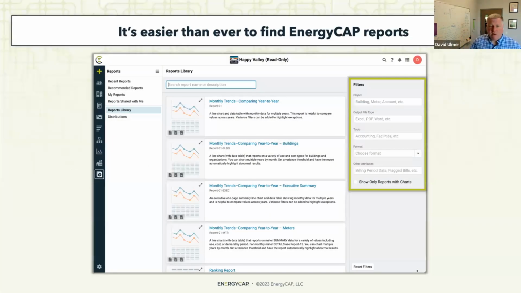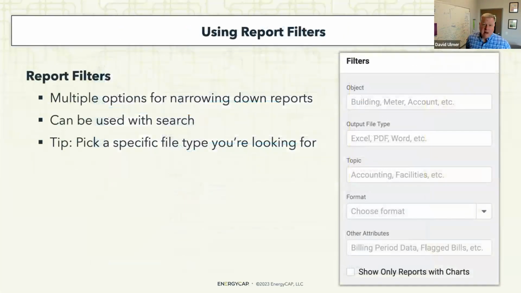Now let's talk a little bit about filters. Again, this is a feature that is unique to the newer version of EnergyCAP. The report filters allow you to narrow down the report list. Doesn't matter which list you're looking at. It narrows down the report list based on items that you say you're interested in. So you can use one or you can use many different filters here to narrow it down to a particular report that you may want to run. You can also use this with search. So maybe you fill this out first and then use search. So now you're searching through a smaller list of reports.